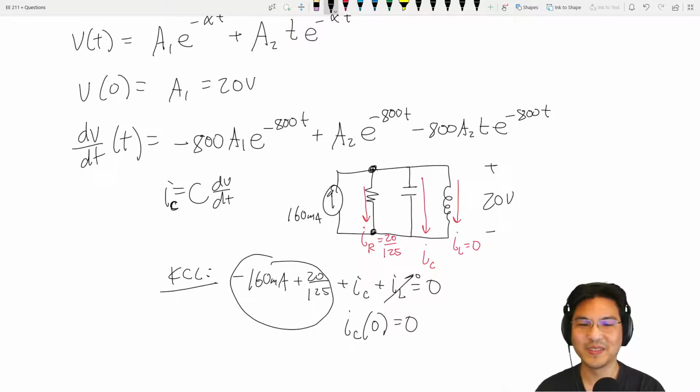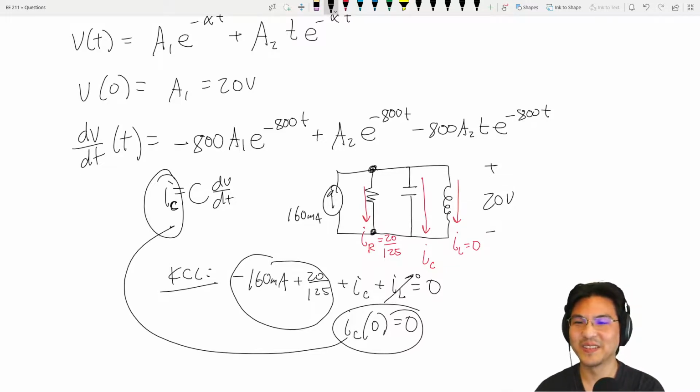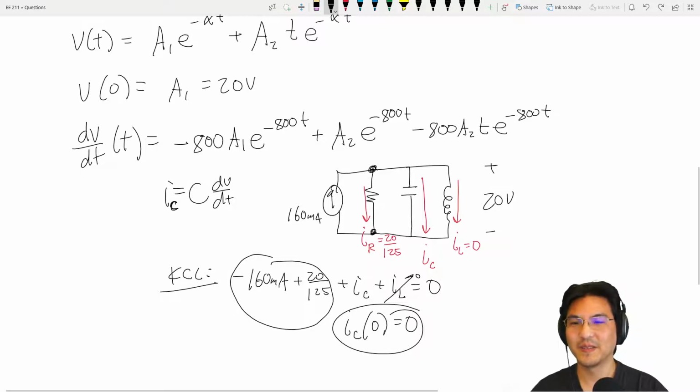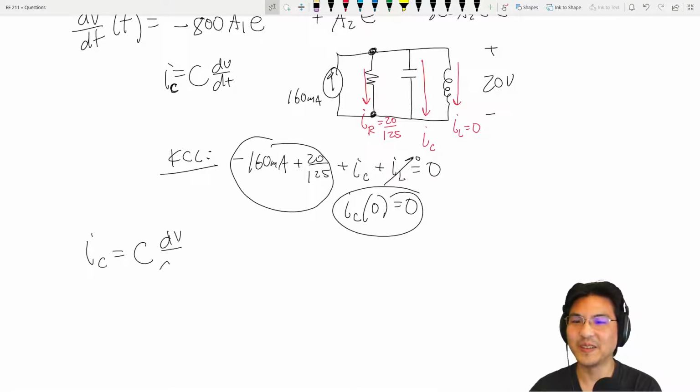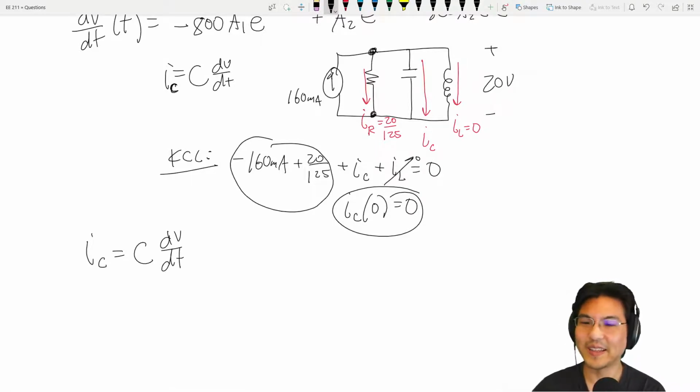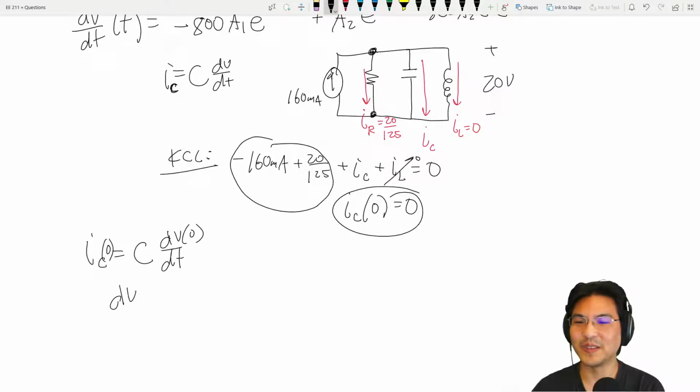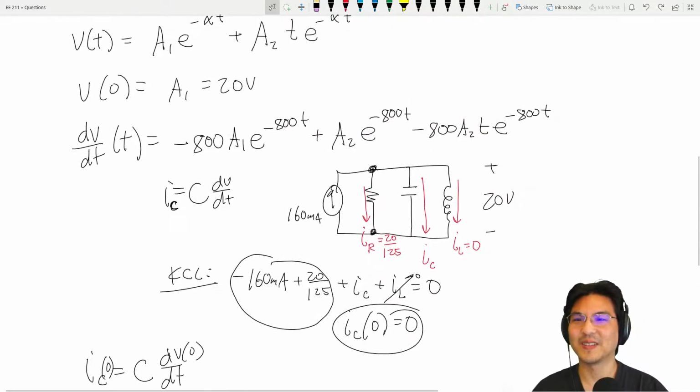Okay, so how does that help us? The current through the capacitor is C dV/dt, and we want this all at t equal to 0. So dV/dt at t equal to 0 is the current at t equal to 0 divided by the capacitance, which happened to be 0. So this is 0. So it takes us back to this.